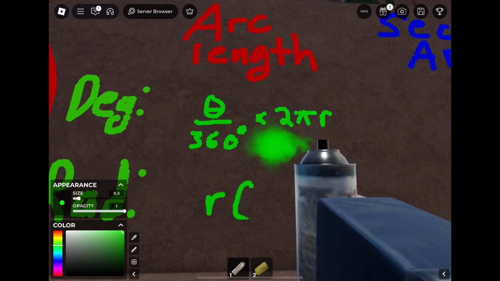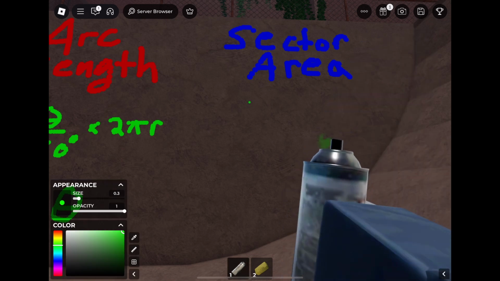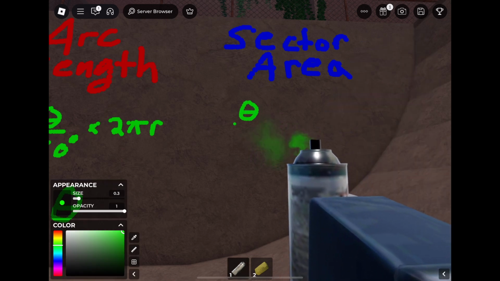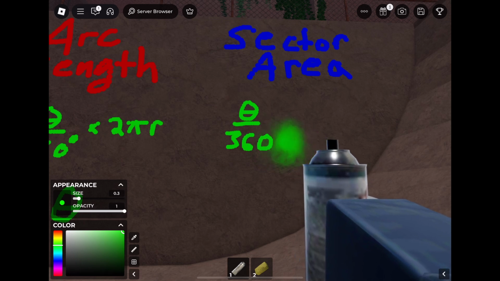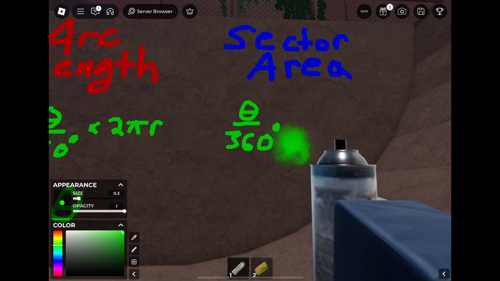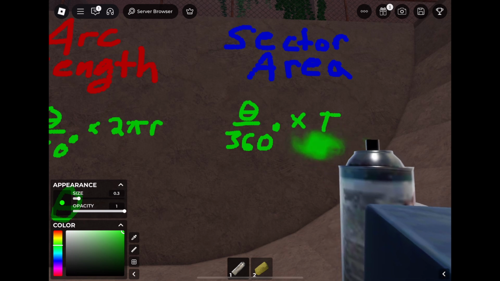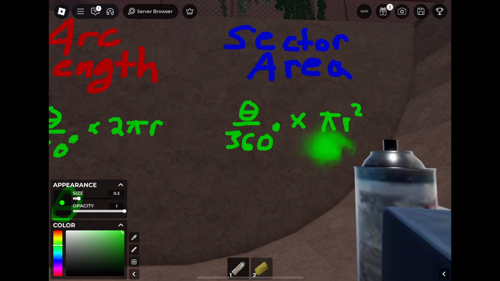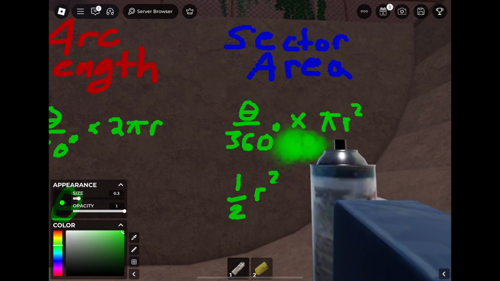A lot simpler. And then for the sector area formula, if you're using degrees, you once again have theta over 360. You can almost think of this as specifying what fraction of the circle you're using. And then you multiply that by the area of the total circle, which is pi r squared. If you do this in radians, the formula is a little bit different. The formula is just 1/2 r squared times theta.